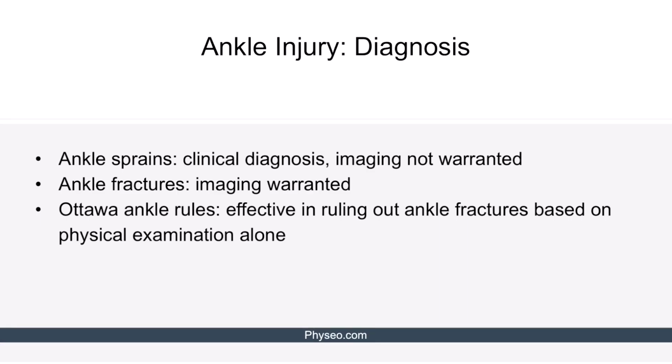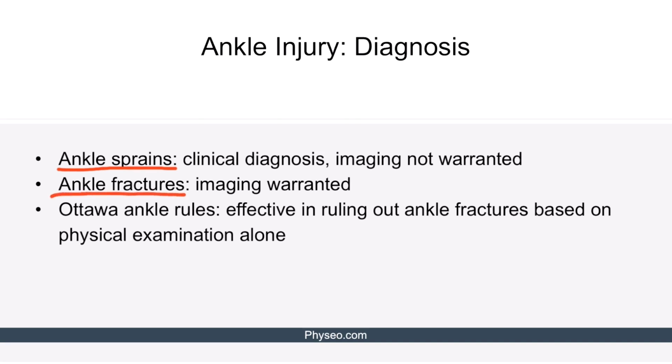The diagnosis of ankle injuries is one of the most commonly tested concepts on the boards. This is because there is a critical difference in the diagnostic approach of ankle sprains versus ankle fractures. Ankle sprains are diagnosed clinically based on history and physical examination alone. Imaging is not warranted in the diagnosis of ankle sprains. In contrast, ankle fractures require imaging for proper management.